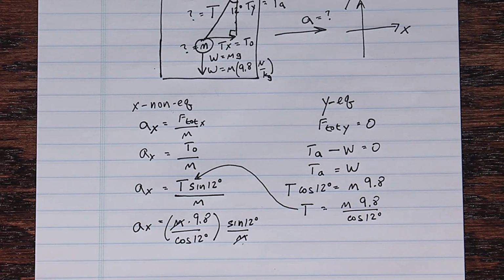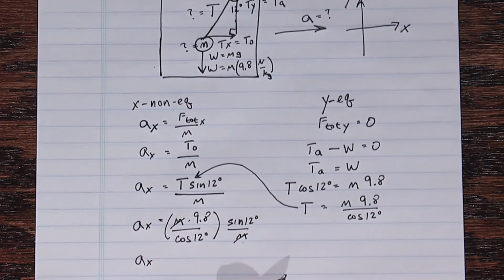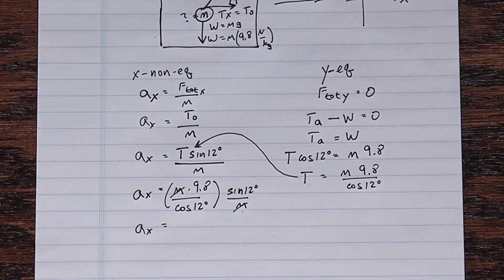We know what 9.8 is. We can calculate the sine of 12. We can calculate the cosine of 12. Actually, if you recognize from your trigonometry, sine of 12 divided by cosine of 12 is tangent of 12. So you could actually save yourself one step of calculation. Just use tangent of 12. Well, what is the acceleration? a_x is equal to, and I'm going to go ahead and calculate it as 9.8 times tangent of 12, equals 2.08.